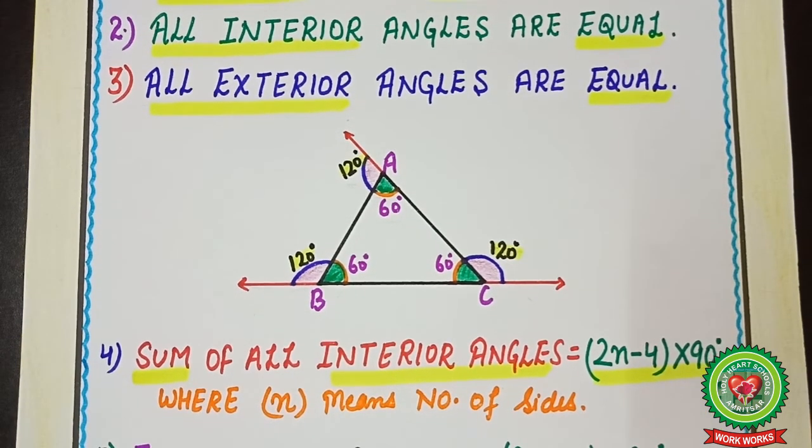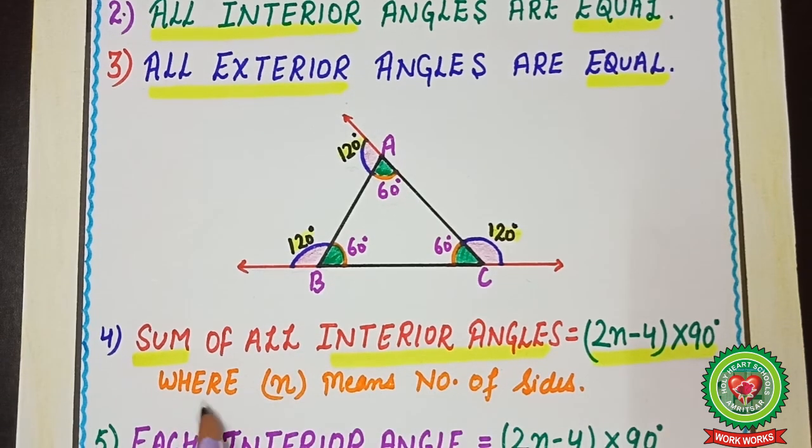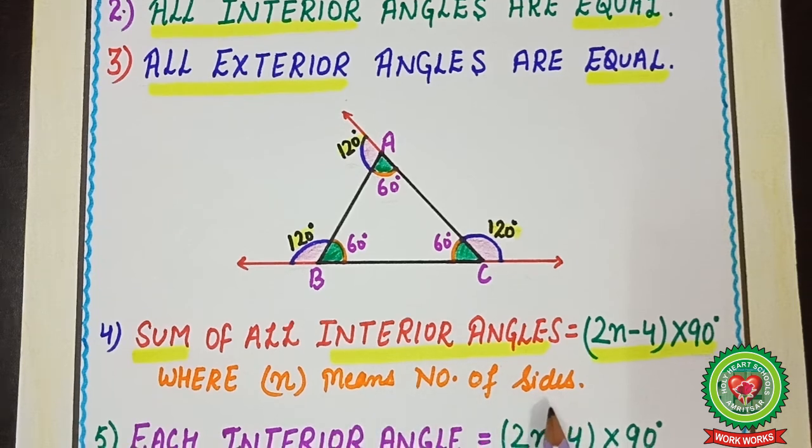So now move to the next one, that is number 4. Number 4 is the sum of all interior angles. So now what is the sum of all interior angles? Here we have one formula for finding the sum of all interior angles. It will be equal to (2n minus 4) multiplied by a right angle. Right angle means 90 degrees, right? Now what do we mean by n? Here I've written, n means number of sides, right?